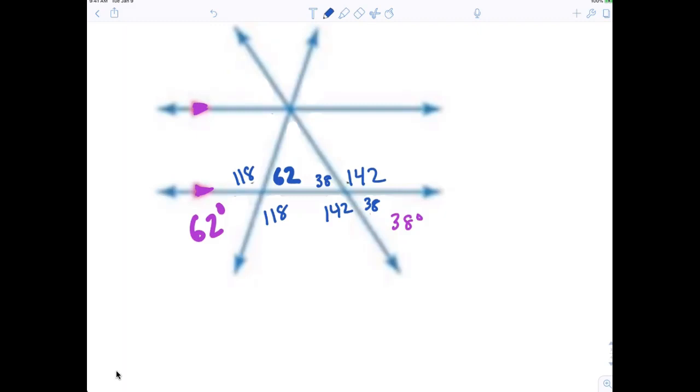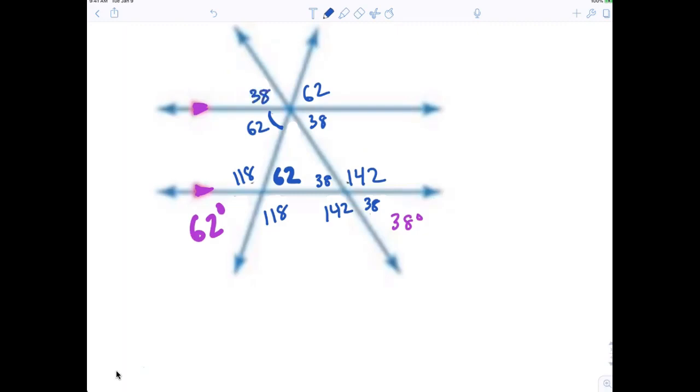So you should be able to tell me this angle right here is 62. That's 62. So now let's look at the vertical angle. What would the vertical angle be also? 62. Okay. So now what is this angle right there? 38. Brilliant. So let's put in 38. And then the vertical angle makes it 38.